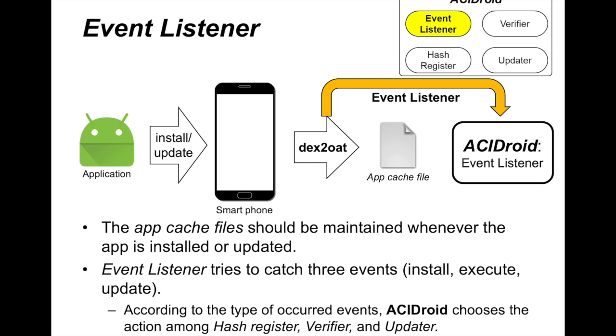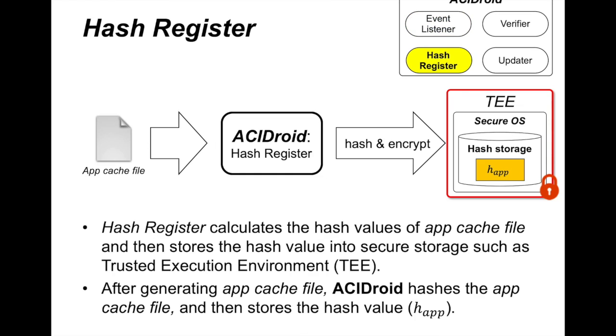The first component is an event listener. When the application is installed or updated, Android executes the dex2oat compiler to generate the app cache file. Our first component, event listener, catches the signal of dex2oat to handle the following actions among the hash register, verifier, and updater.